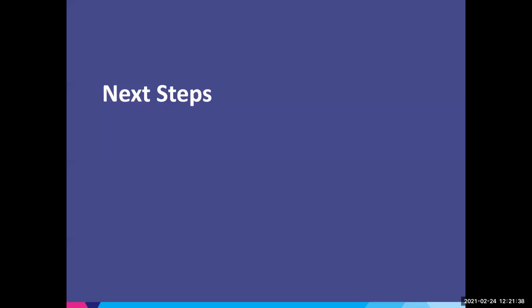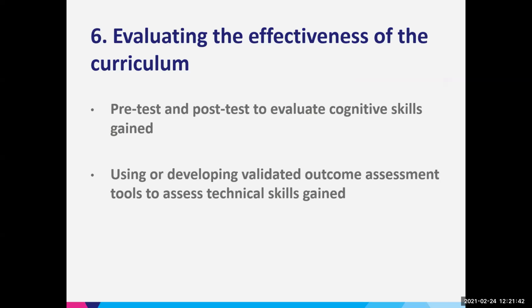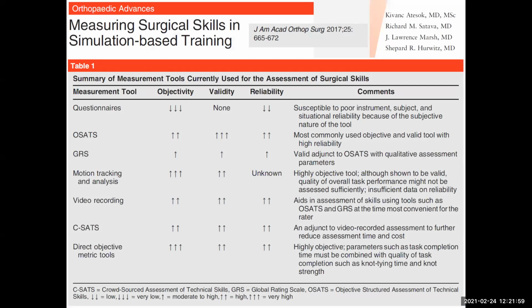Our biggest next step, and one thing that is unfortunately not very well developed in the orthopedic literature, is strategies for evaluating the effectiveness of curriculum. Although we can have pre and post tests to evaluate declarative cognitive knowledge, one of the very important things that we need to develop are validated outcomes assessment tools to assess the technical skills gained.